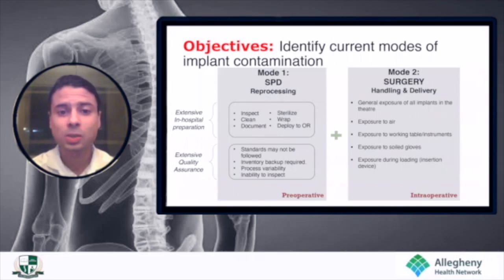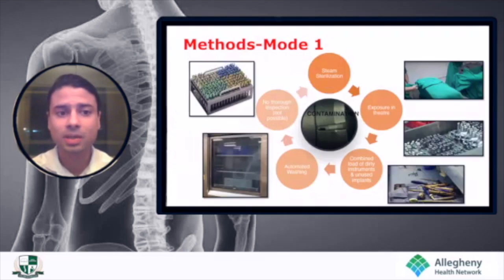To analyze this risk, I have divided the implant delivery process into two halves. One half, which I called contamination mode 1, investigates reprocessing outside the theater, and the second half, which I'm calling contamination mode 2, investigates the handling in the sterile field. Let's start with contamination mode 1. Here is the process flow of a typical repeatedly reprocessed implant tray.